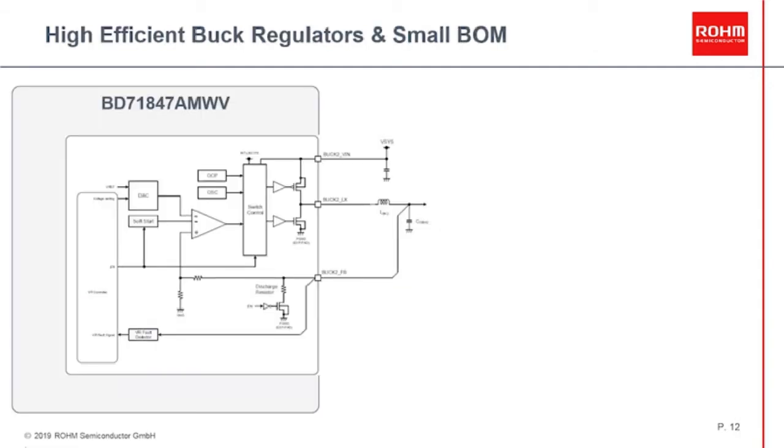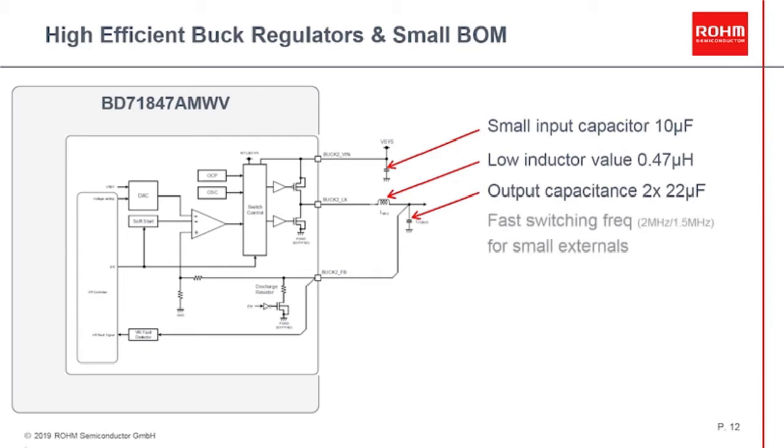Okay, now we will have a closer look at the buck regulators. I have already mentioned that they are switching at 2 MHz. Okay, one is switching at 1.5 MHz. Such high switching frequency and our buck design will allow to scale down the externals as much as possible. Meaning the input capacitance is just 10 microfarad. The inductor value is down to 0.47 microhenry and the output capacitor is only 2 times 22 microfarad.